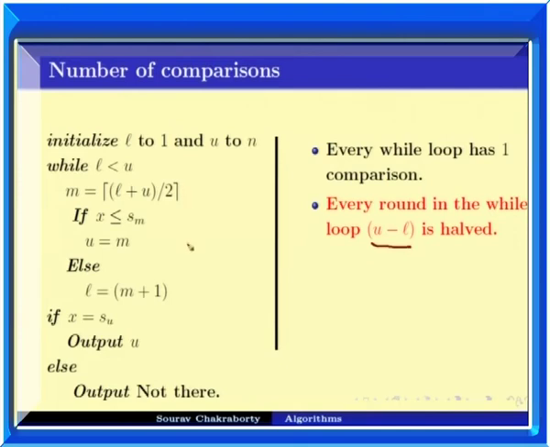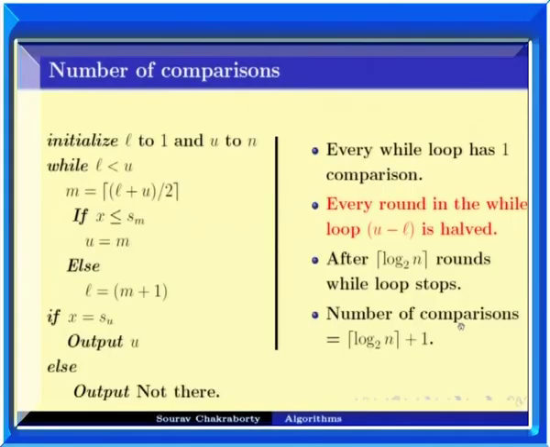This is again something that we need to check from this whole analysis, not hard to check. I leave it as an exercise for you to prove that U minus L is halved. And since it is halving every time, thus after log n steps. Why n? Because initially U was n and L was 1, so U minus L was n minus 1, so it is around log n steps. After log n rounds, the loop will end, because U will become equal to L, and thus the total number of comparisons will be log n plus 1. This proves that we can search this element in log n plus 1 steps.